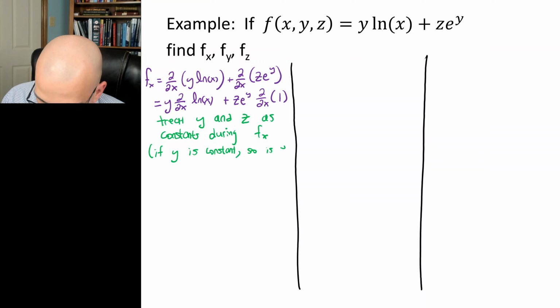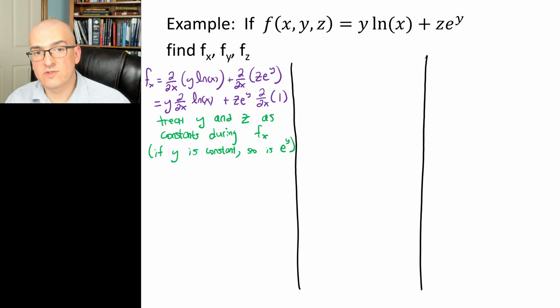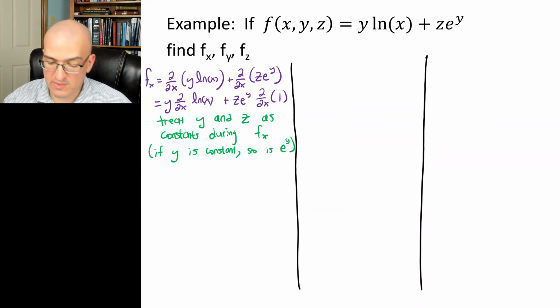And I should write this. If y is a constant, so is e to the y. E squared is a constant. E to the 7 is a constant. It's 2.71828 to the power of 7. So just some weird decimal number.